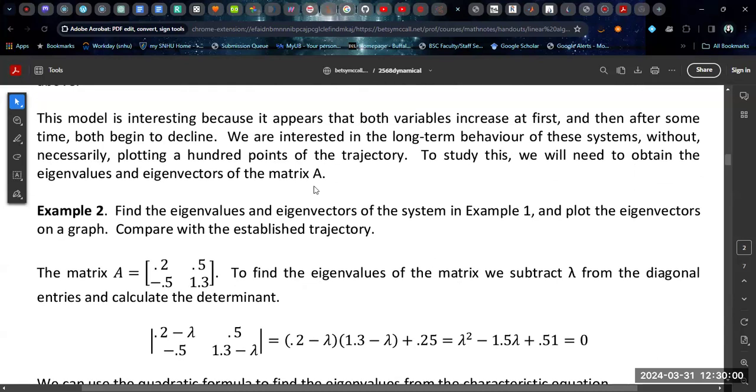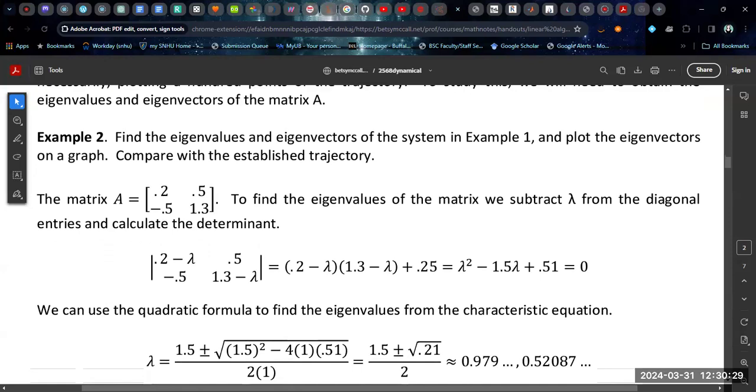Now, in this case, the model is interesting because it appears that both variables increase at first, but then after some time, they both begin to decline. And we're interested in the long run behavior of these systems. And we don't necessarily want to do it by plotting 100 points of the trajectory. So in order to understand how this system is going to behave in the long run, we're going to need to find the eigenvalues and eigenvectors of the matrix A.